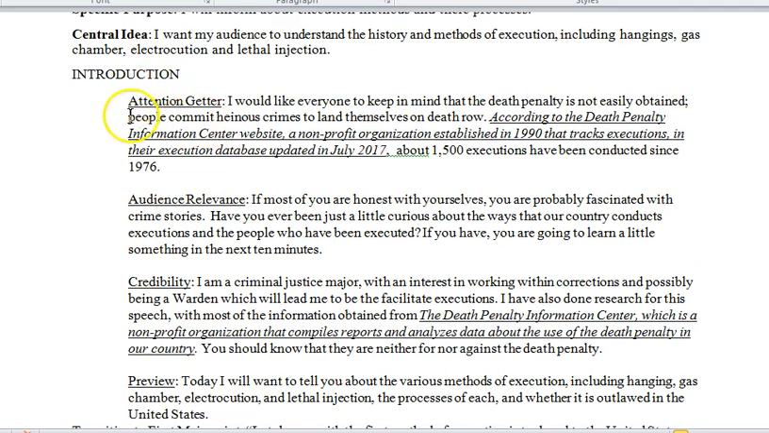It is possible that the attention getter might be combined with either the audience relevance or the credibility. That is perfectly fine. If that happens, make sure you notice how these are labeled and underlined. Make sure that you label it that way. So, attention getter/credibility. Maybe that would be the case if you were using a story about yourself to get our attention, and that would help to establish your credibility.